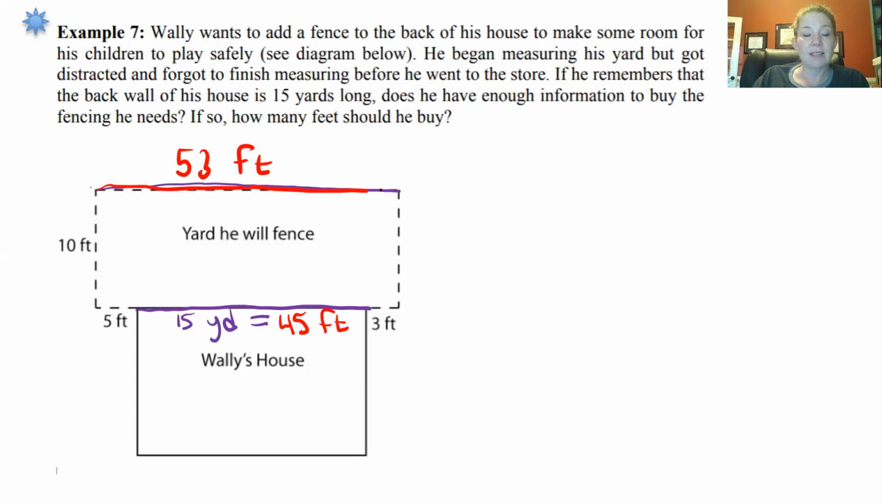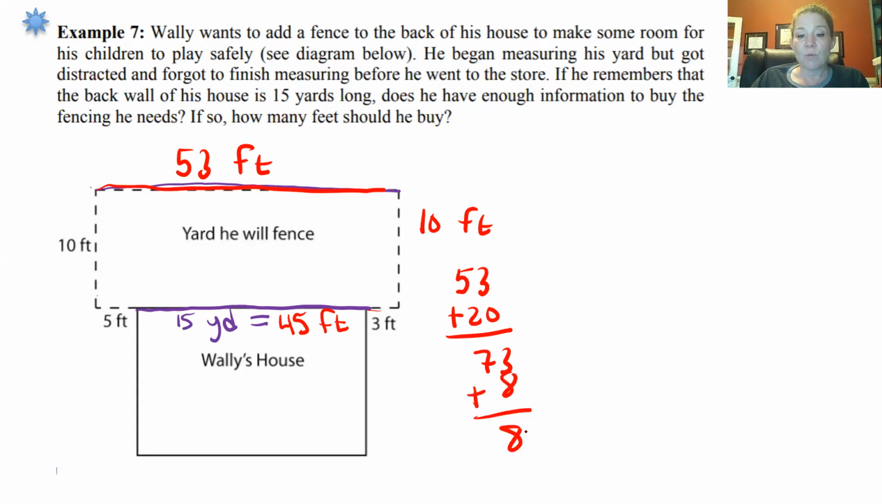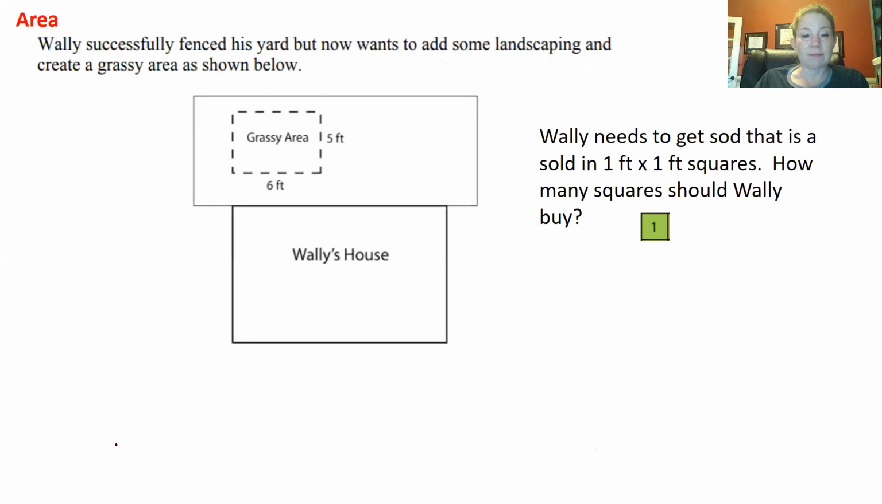53 feet. We need 10 feet here. We need 10 feet here. We need 3 feet and 5 feet. So we need 53 plus 10 plus 10 is 20. That's 73. And then we're going to add 5 plus 3, which is 8, which tells us that he needs 81 feet worth of fence. Okay? 81 feet worth of fence.